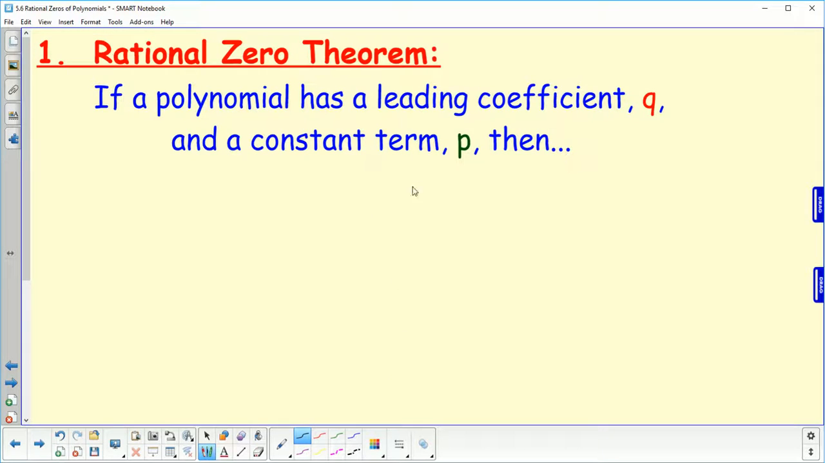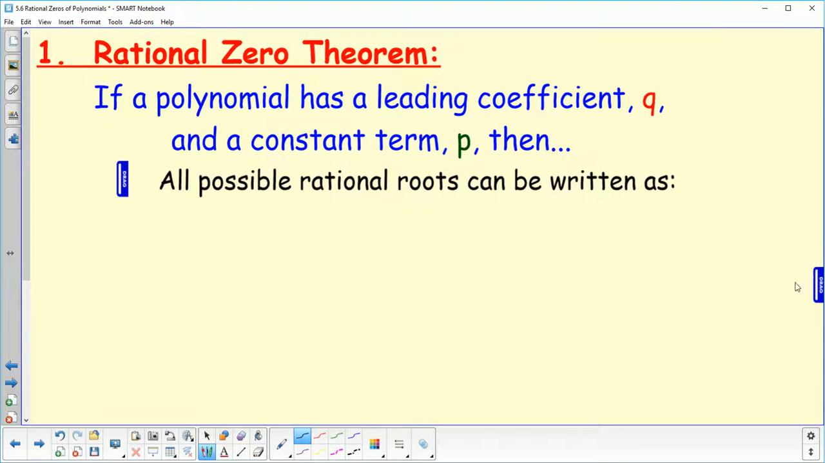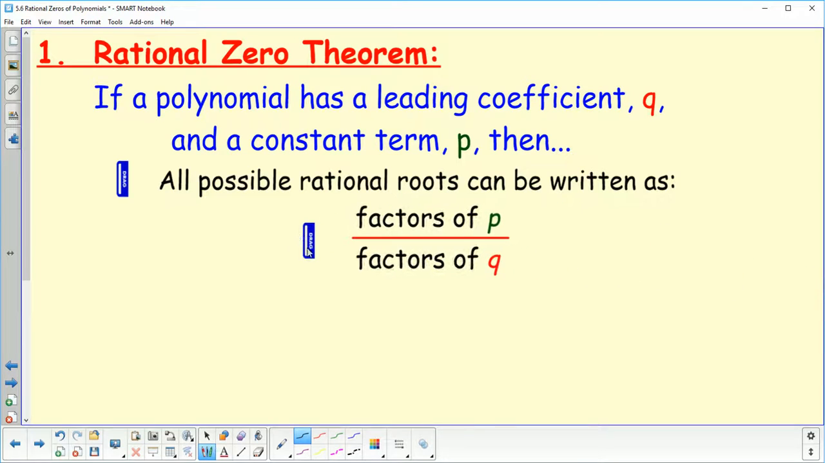Okay, so if a polynomial has some leading coefficient, and we're going to call that q, so remember that just means the coefficient of the term with the highest degree, so write it in standard form, that'll be your first coefficient, and a constant term p, so remember constant term means it's that last term, there is no variable associated with it or multiplied times it. Then, if we have some leading coefficient q and some constant term p, all of the rational roots, rational meaning fractional or integers, not irrationals, not imaginaries like we've talked about, are going to be the factors of p divided by the factors of q.